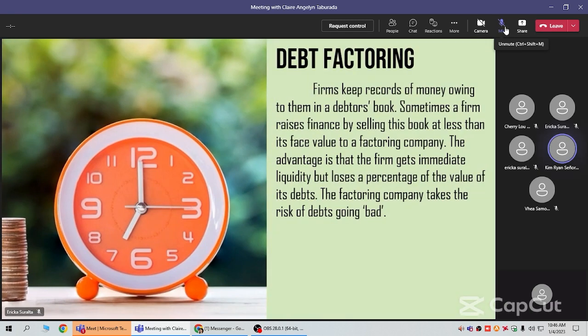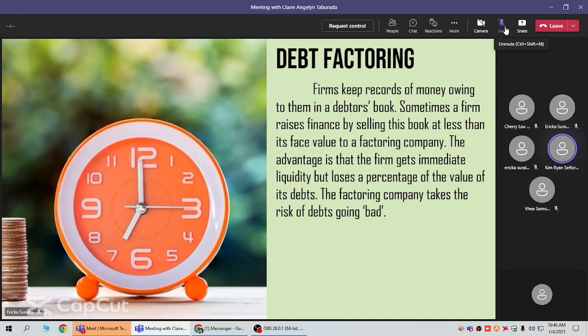So bank factoring firms keep a record of money owing to them in a debtors book. Sometimes a firm raises finance by selling this book at less than face value to a factoring company. The advantage is that the firm gets immediate liquidity but loses a percentage of the value of its debt. The factoring company takes the risk of that debt going bad.